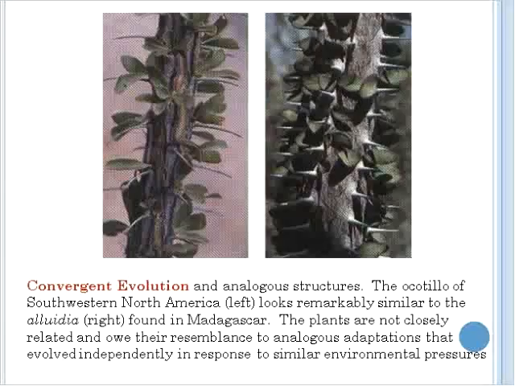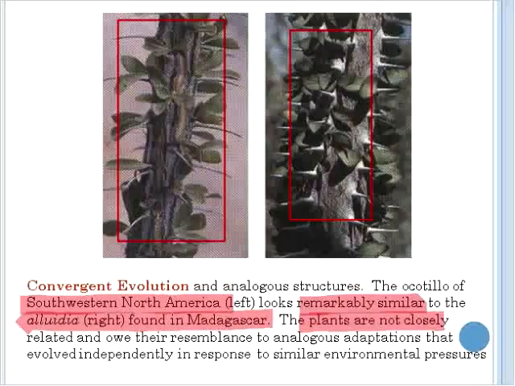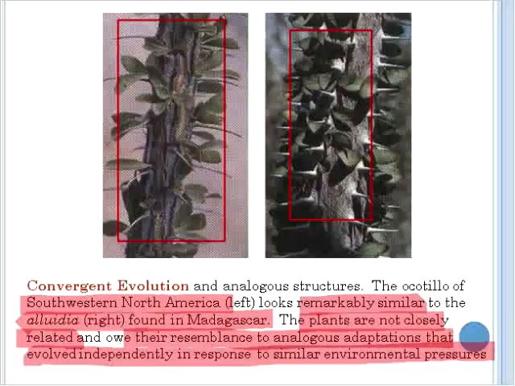We see it in the following plants that you see in front of you. On the left is the ocotillo, which is found in southwestern North America. It is remarkably similar to the elodea, which is found in Madagascar. While these plants are not closely related, they owe their resemblance to analogous adaptations that evolved independently in response to similar environmental pressures.